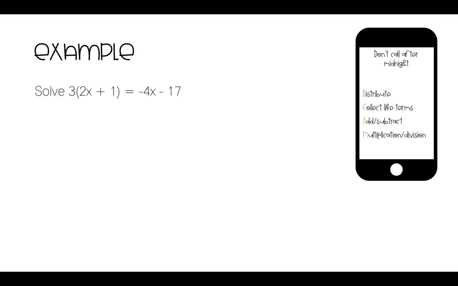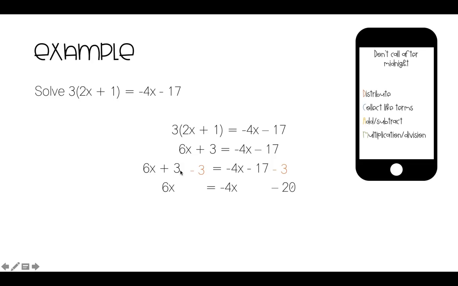Our next one, so this is where we can go back to our little acronym and follow this. So the first thing we do is distribute or expand. So 3 times 2x plus 3 times 1, which gives us 6x plus 3 equals negative 4x minus 17. Now what we're going to do is subtract 3 from both sides, which gives us 6x equals negative 4x minus 20. Then add our 4x to both sides and we end up with 10x equals negative 20. Divide both by 10 and x equals negative 2.